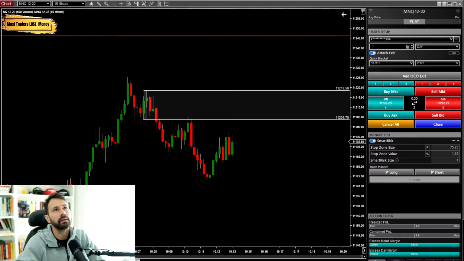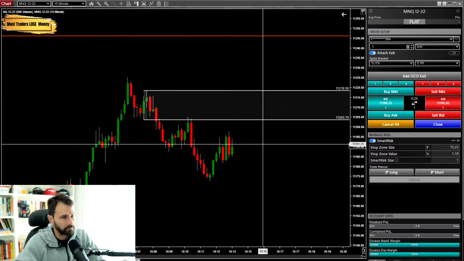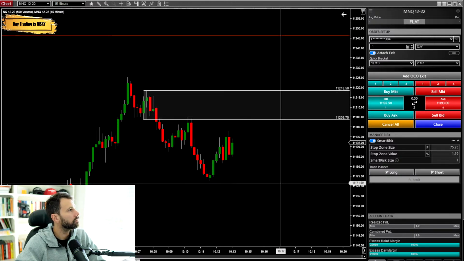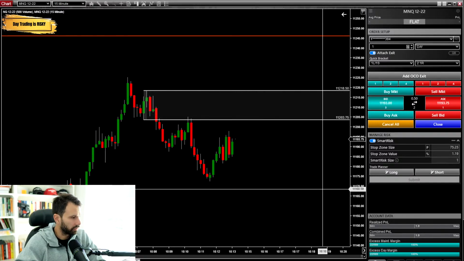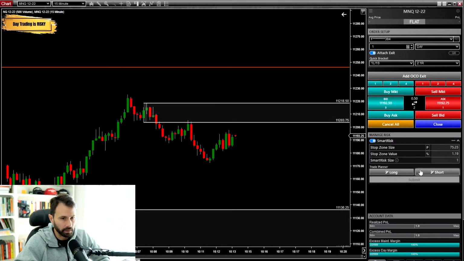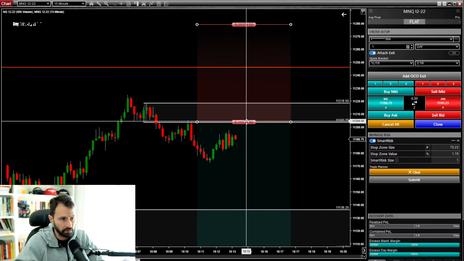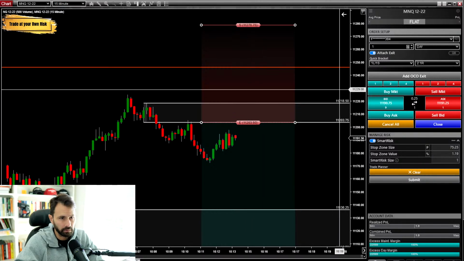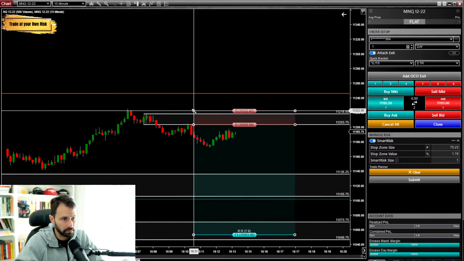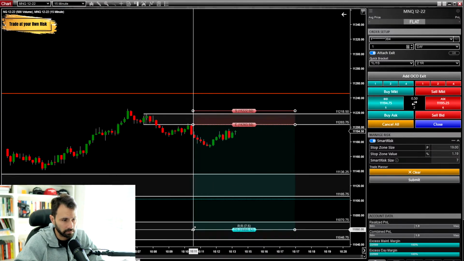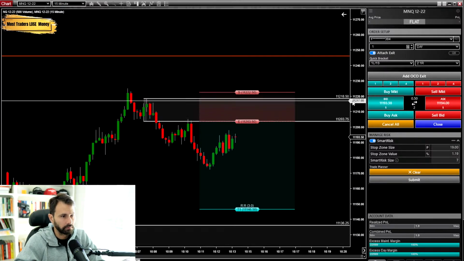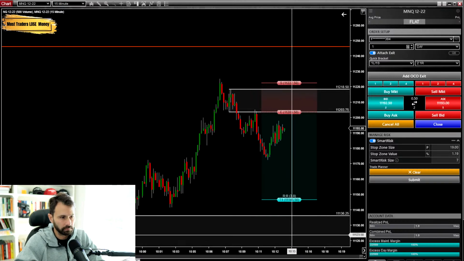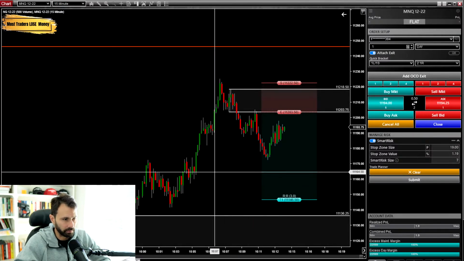Still, I think the long is higher probability though. I want to pay attention to what this does here, okay? See if I can get a 3-to-1 here. See if I can get a 3-to-1 tradable reaction. And you have this one first.